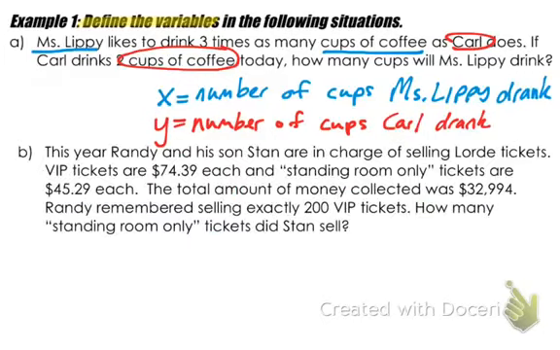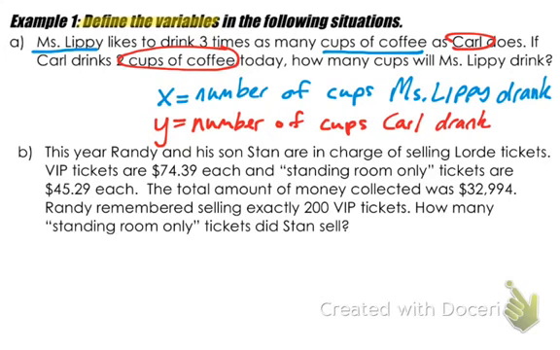So let's look at B. This year, Randy and his son Stan are in charge of selling lord tickets. VIP tickets are $74.39 each, and standing room only tickets are $45.29 each. The total amount of money collected was $32,994. Randy remembered selling exactly 200 VIP tickets. How many standing room only tickets did Stan sell?